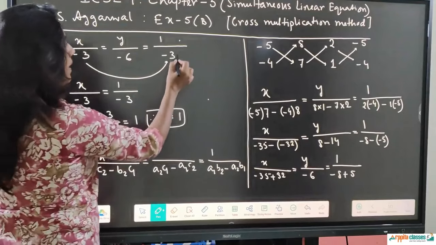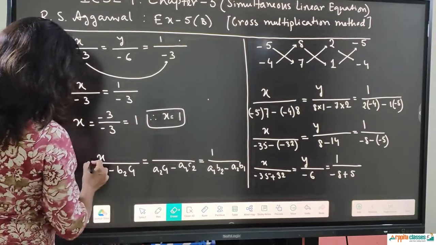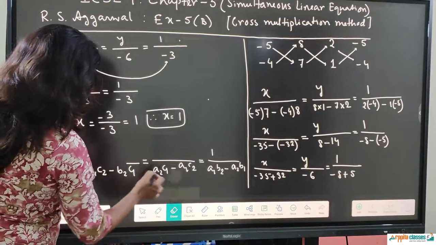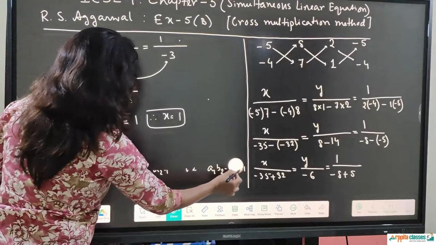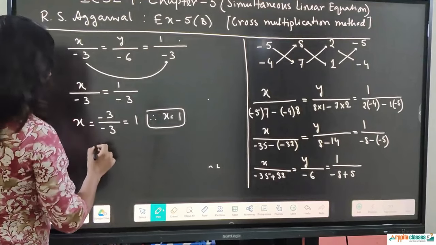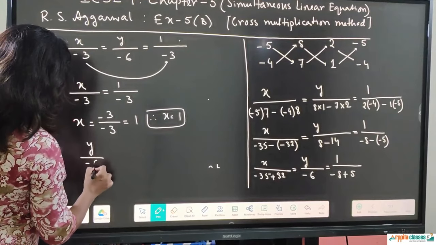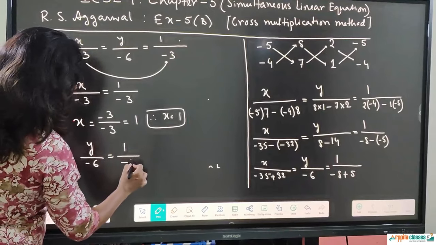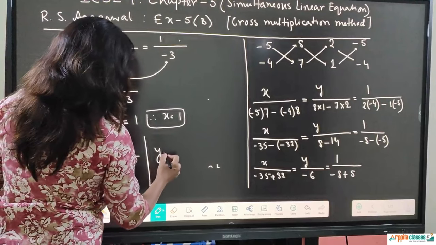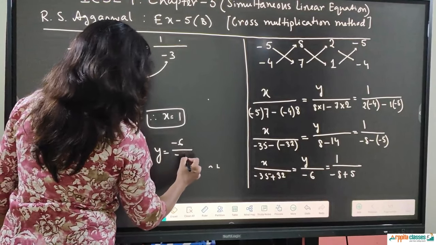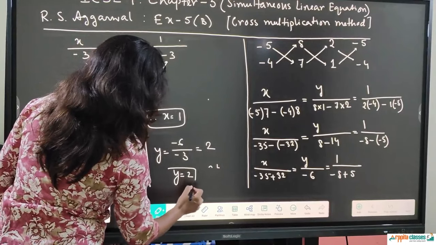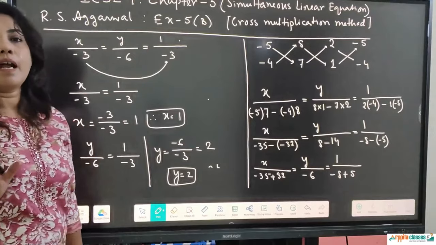Okay. Now let us find out y, so I'll do it here. Okay, so now I'll write y upon minus 6 is equal to 1 upon minus 3. Now in the next step, minus 6 goes that side. So y is equal to minus 6 upon minus 3, that is 2. So the value of y is equal to 2. Okay. I hope everyone understood the method.